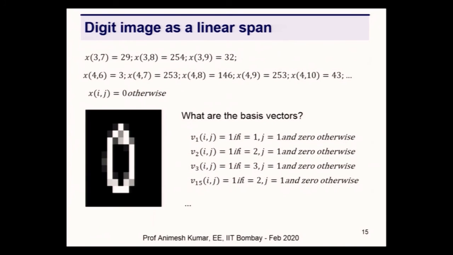So how many such vectors will you be able to construct? It's going to be 14 by 14, so 196 such vectors. Once you have constructed them, then you can represent any image such as this by saying that my image X is 29 times, so you'll have to do 3 times 14 plus 7, V49. You will have to take V49 and multiply it by 29. And in that manner, you will be able to represent this image as a linear combination of these constituent single pixel images or single non-zero pixel images.